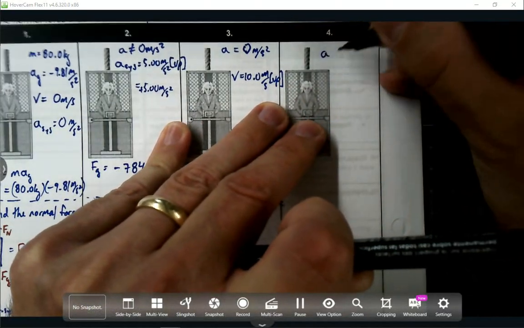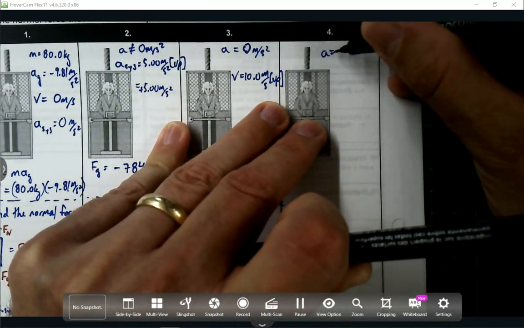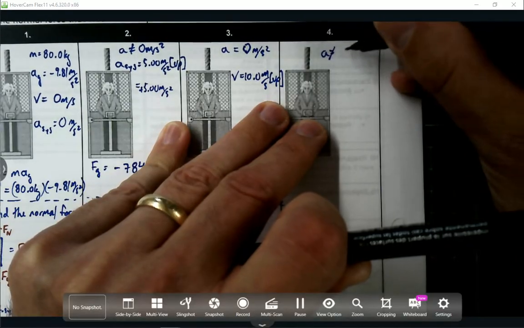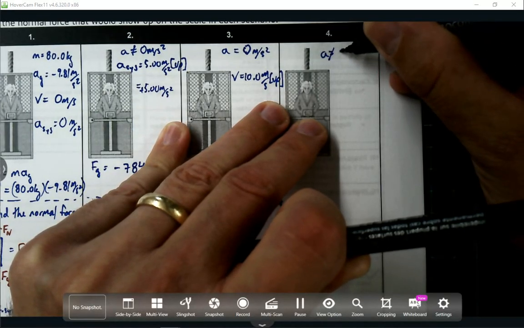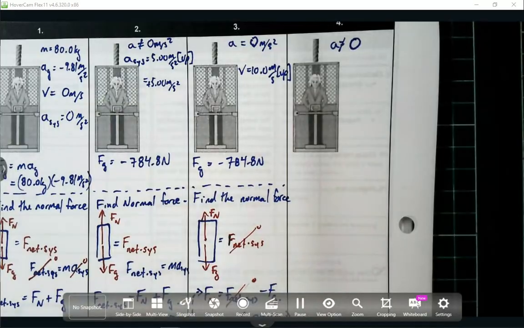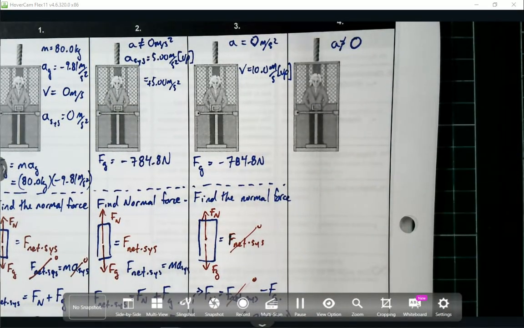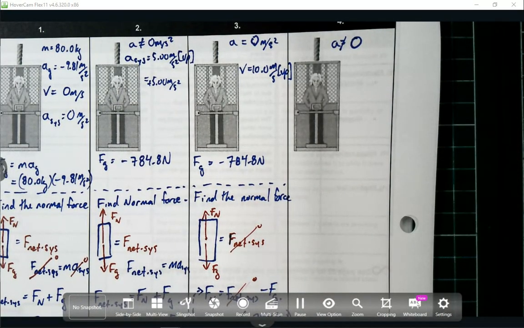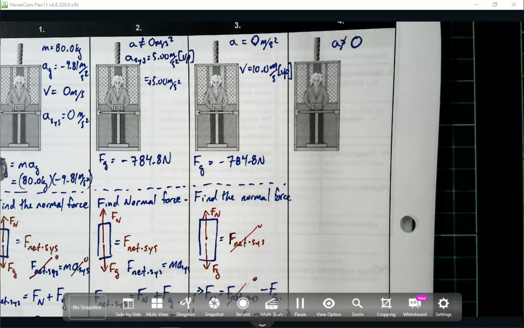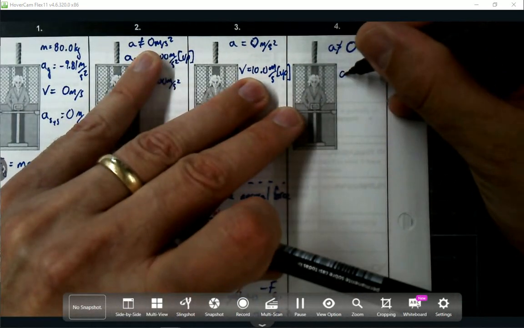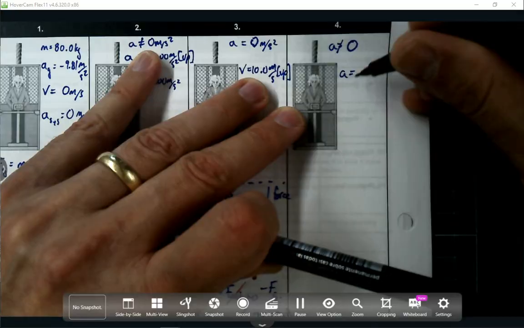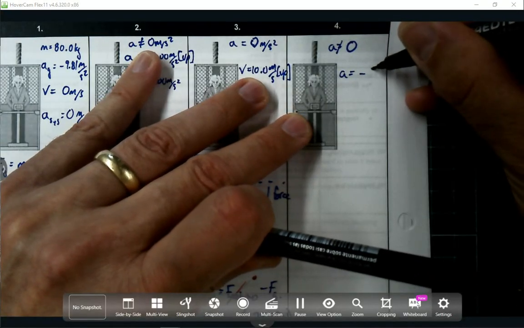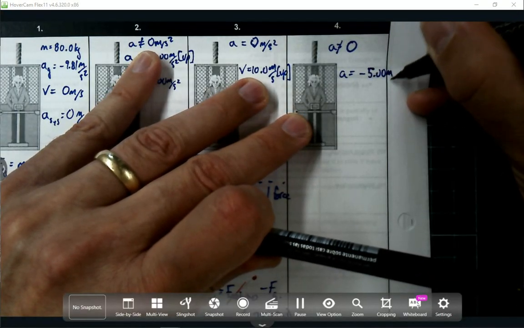So in this situation, one more time, if this was a reasonable elevator ride, and I were to make the claim acceleration does not equal 0 near the end of the ride, what direction would the acceleration probably be near the end of the ride? Yep. Down. Yeah, absolutely. So the acceleration is going to be, I could just say 5 meters per second squared down, or I'm just going to jump to negative 5.00 meters per second squared.